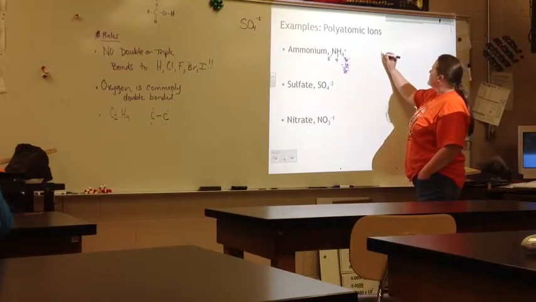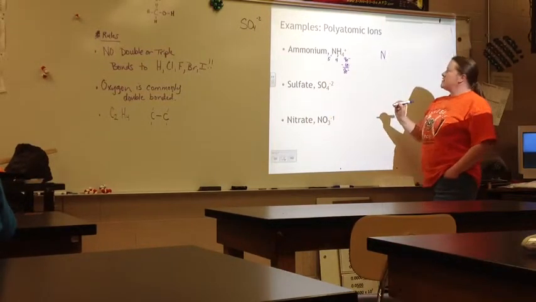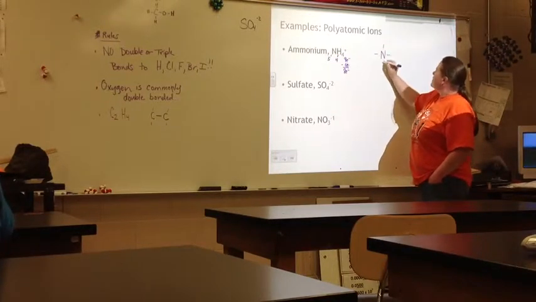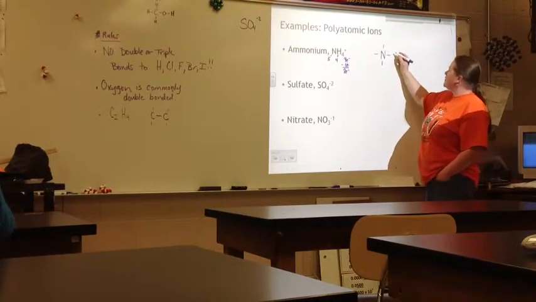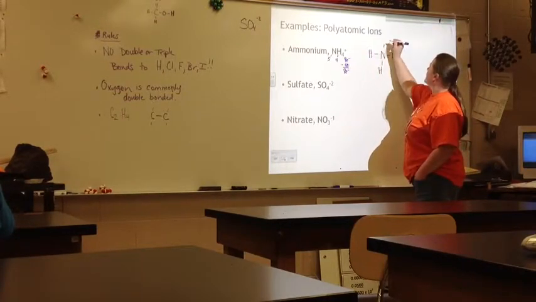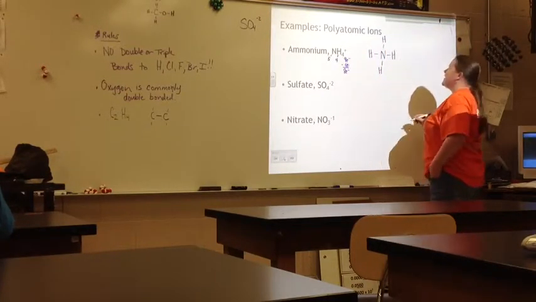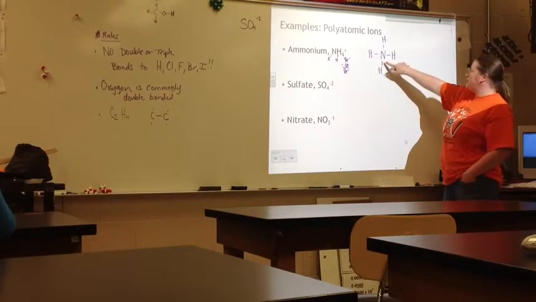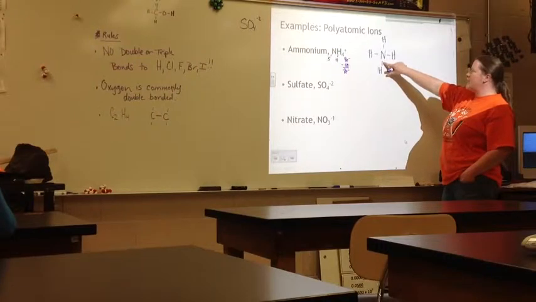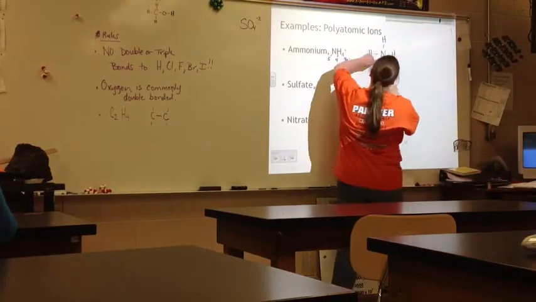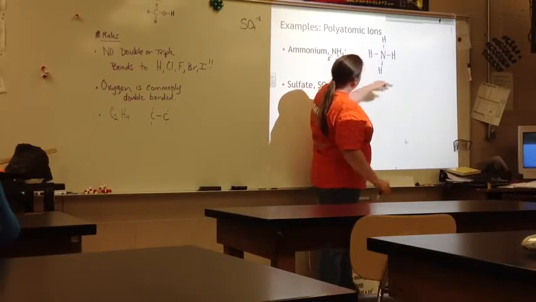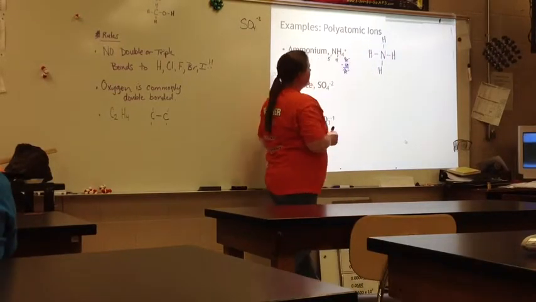Now, the next step, same as before, draw a skeleton structure connecting all of the atoms with single covalent bonds, and then determine how many electrons I just used. Each of these dashes represents a shared pair of electrons. So I have 2, 4, 6, 8. I have used up all 8 of those electrons.